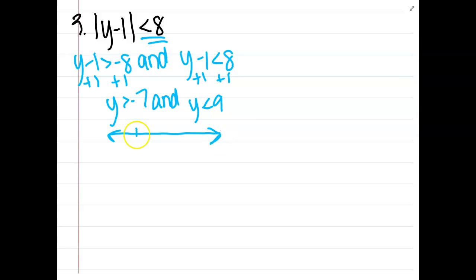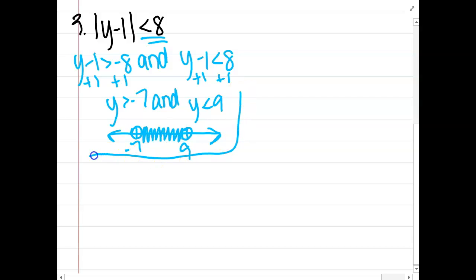Then to graph our answers, we'd have dots at negative 7 and at 9. Since these are a greater than and a less than, we're going to use open dots. And the numbers greater than negative 7 and less than 9 are going to be those numbers there in the middle.